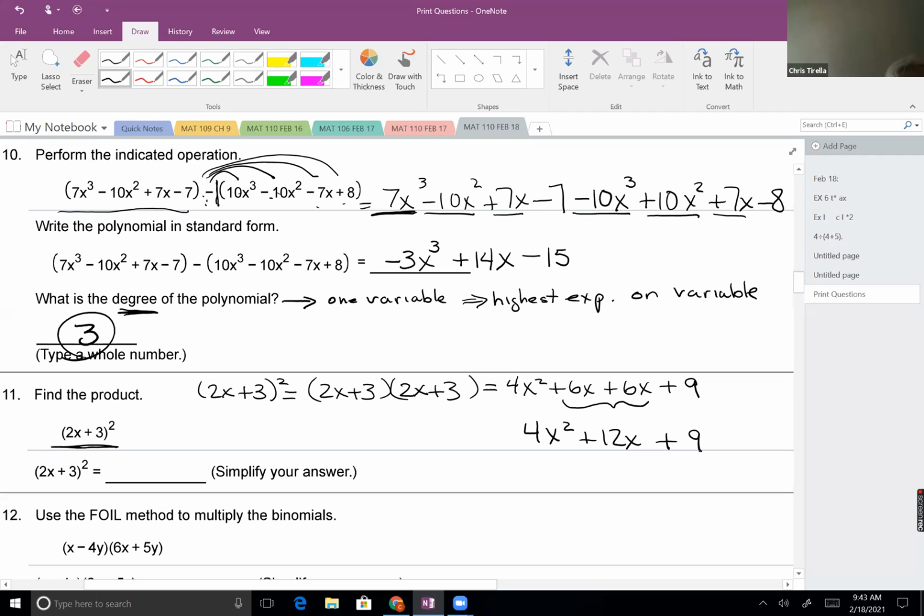The other way of doing this is to use that pattern where it's the first term squared. The product of these would be 6x, doubling that gives me 12x. And then the last one squared. But 9 times out of 10, when people do it without FOILing, they have a tendency to forget that I do need that middle term.